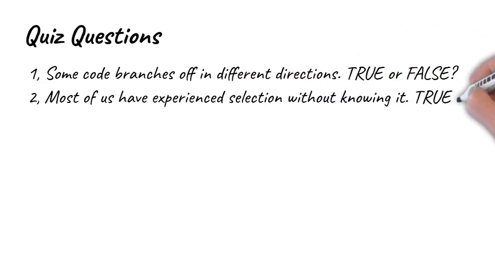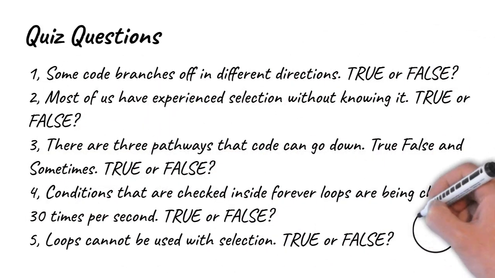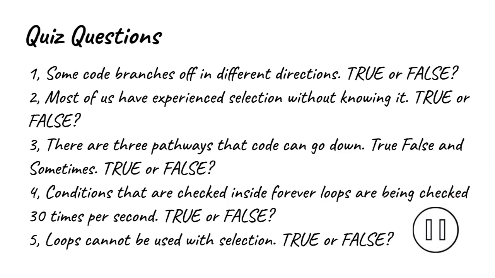Complete these questions writing the answers only in your books. You can, of course, pause the video here if you want and read them through yourselves one by one, but I'll read them for you if you want me to. So number 1, some code branches off in different directions. True or false? Number 2, most of us have experienced selection without knowing it. True or false?